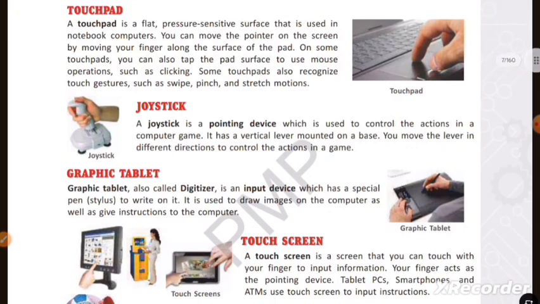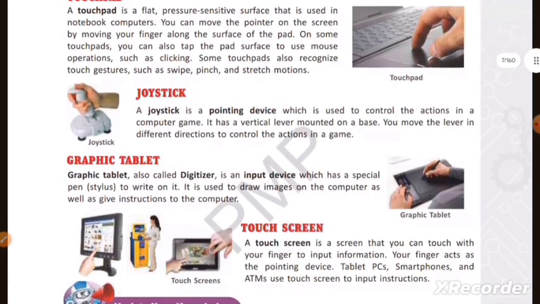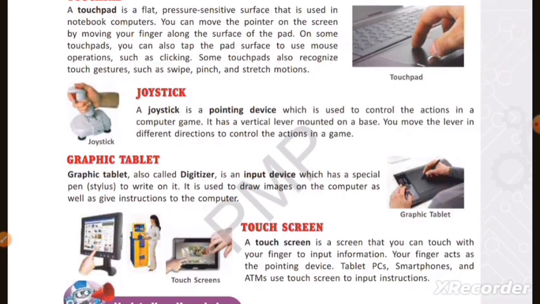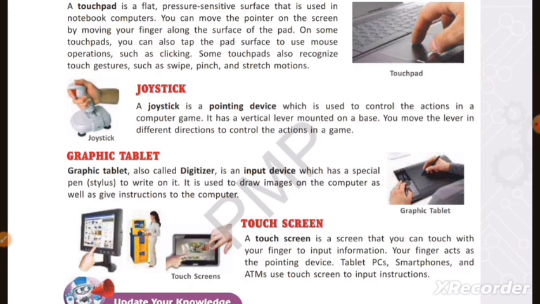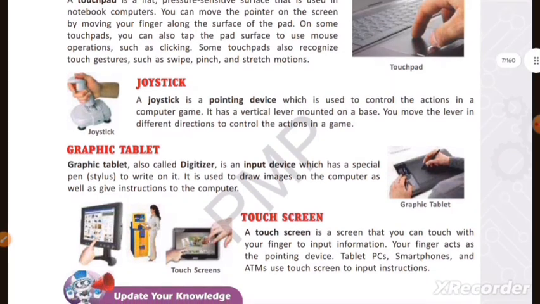Our next device is joysticks. Most of you might have seen these joysticks. These are basically used in gaming. A joystick is a pointing device which is used to control the actions in computer games. As I said earlier, this device is basically used in games. It has a vertical lever mounted on the base. You move the lever in different directions to control the action in the game. Means we move the handle or the vertical handle to change the position in the game.